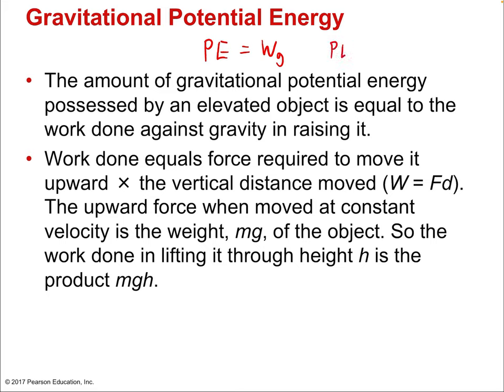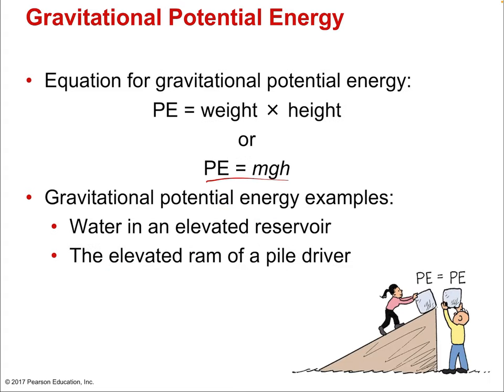So then we get that the potential energy is equal to mg times the change in vertical position, delta y. Work done equals the force required to move it upwards times the vertical distance. Work equals force times distance. Therefore, potential energy is mgh, because here h represents delta y. So potential energy is mass times gravitational acceleration times the height you lifted it to. If you start from the ground, your h would be your final height above the ground. So there's the equation.